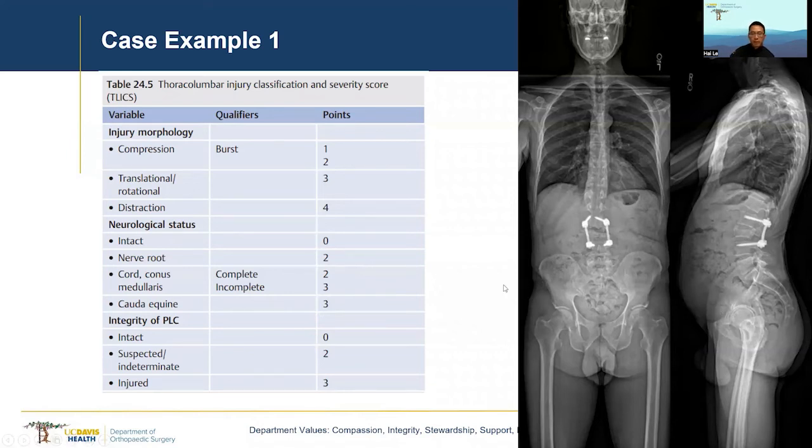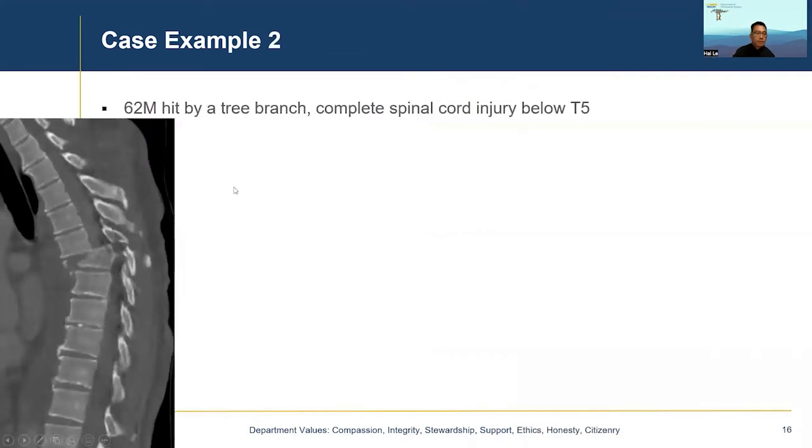Let's do another example. This is a 62-year-old male hit by a tree branch, with a complete spinal cord injury below T5. This was one that I recently did. Let me see if I have any more imaging. Nope, no more imaging. So you can see this is an injury around T5. I believe this is T6 here, and this is T7, so it's a T6-7 fracture dislocation.